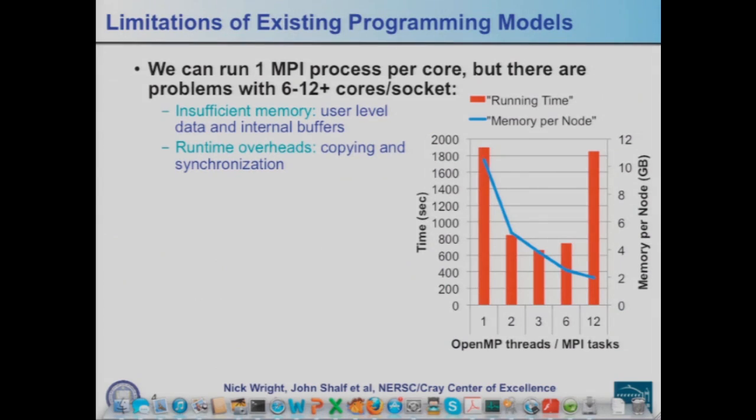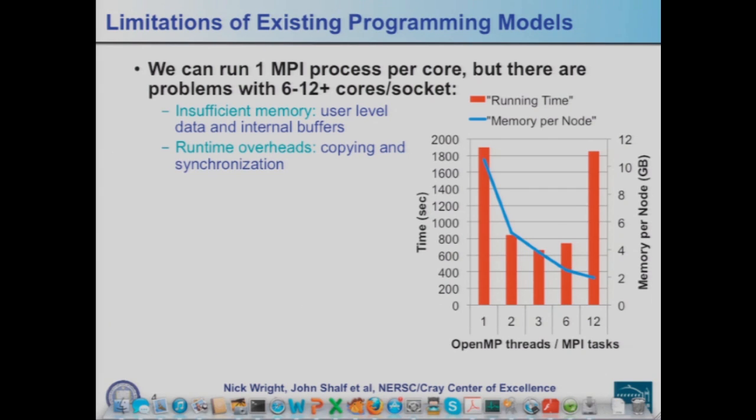Now here's a little experience from running MPI on a system, in this case the Jaguar system, with 12 cores per node. So this is a shared memory node, and there are two different graphs superimposed there. One of them is running time, so down is good on the red bars, and the other one is memory per node being used, so down is also good on that one. So you're trying to get the minimum of both of those two things, and what you see is that they're not at the same place.